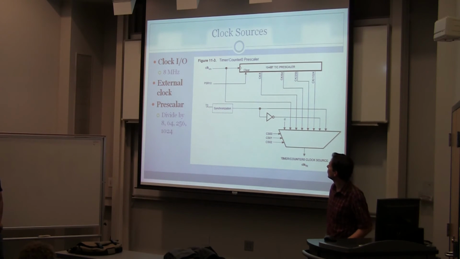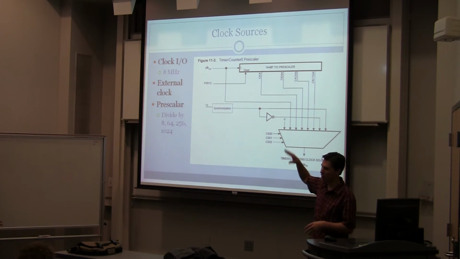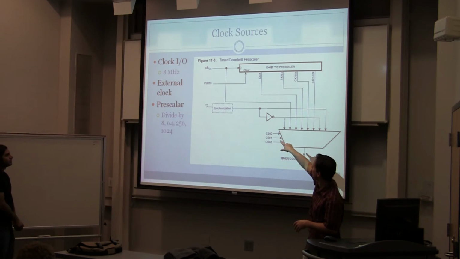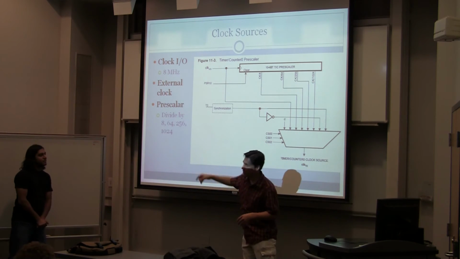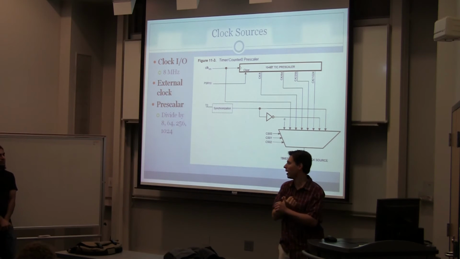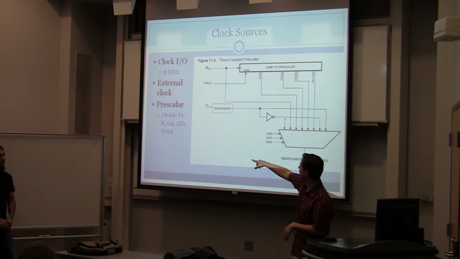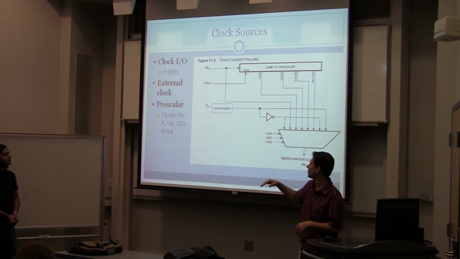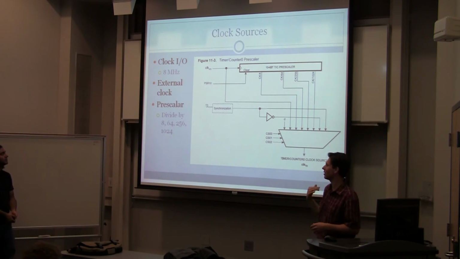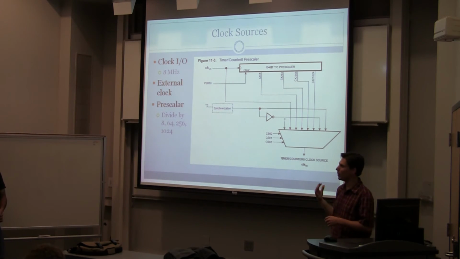Okay, so let's talk a little bit about the clock sources in more detail. Your clock, you're running it at 8 megahertz. If you want to use the system clock, you can, and you can even use something called a prescaler, which basically divides down your clock by a certain number. And the options on the timer are 8, 64, 256, and 1024.